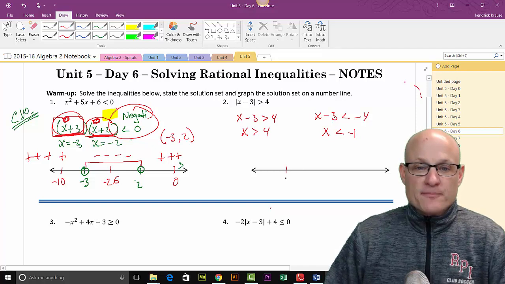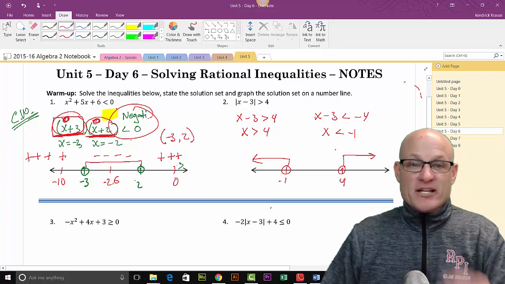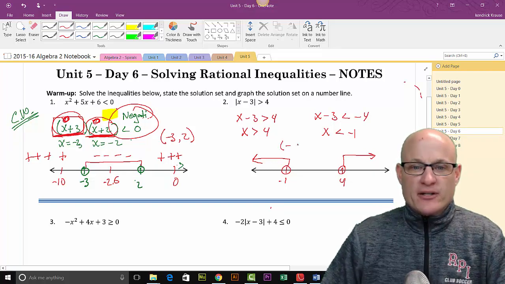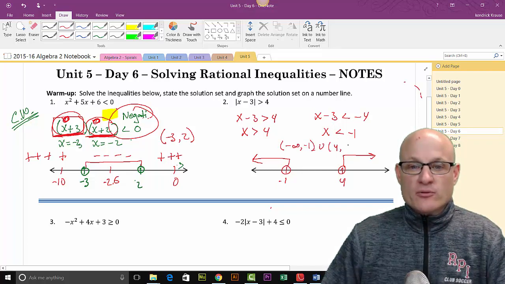So negative 1, open circle, x is less than negative 1. Here's 4, open circle going greater than. So if I had to do this in interval notation, which I didn't say to do, but if I had to, it would be negative infinity to negative 1, union 4 to infinity.